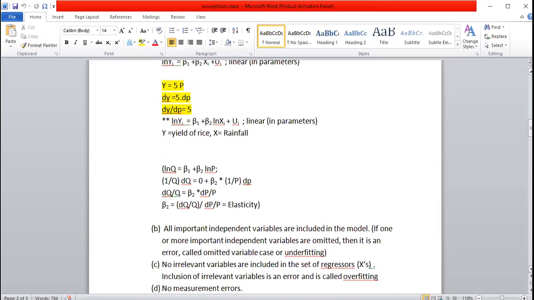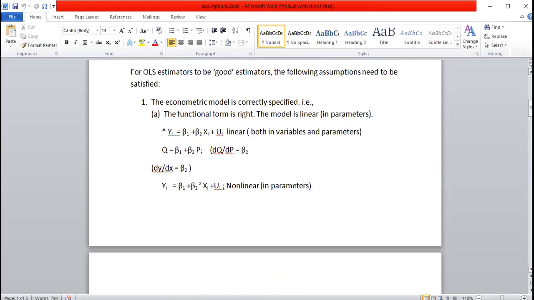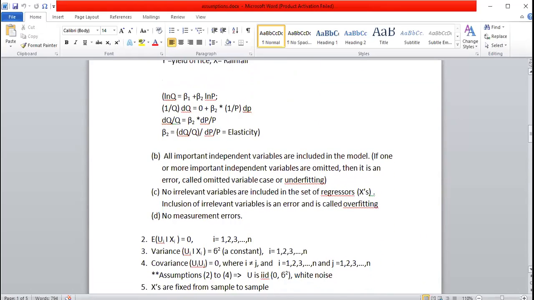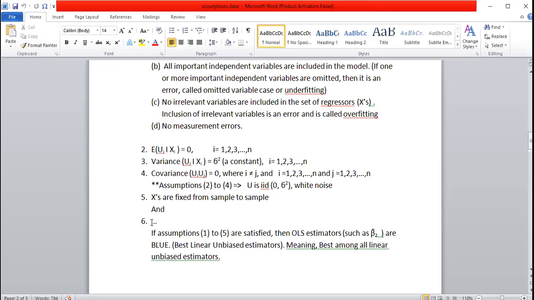First assumption is the econometric model is correctly specified. That means linear in parameter and all this. And then expected value of U is 0, variance of U is a constant value, covariance 0, and x's are fixed from sample to sample. Then you had 1, but I did not tell you the 6th one. Well, we said if assumptions 1 to 5 are satisfied, then all estimators are BLUE, best linear unbiased estimators. Now we need a 6th assumption. What are we trying to do? We are trying to do some hypothesis test.